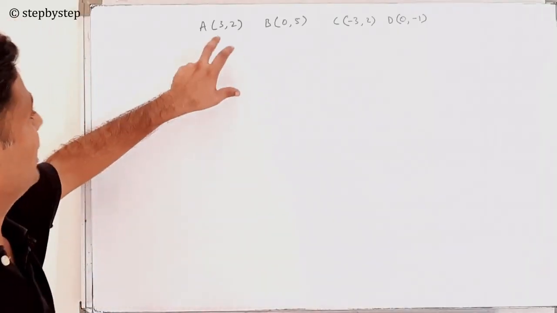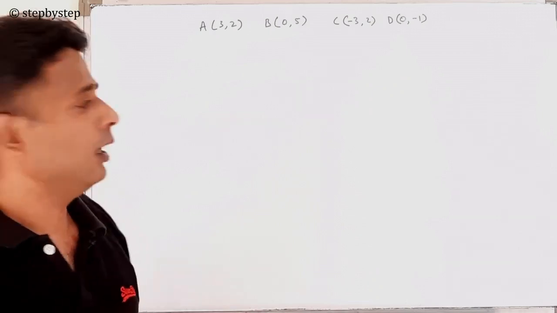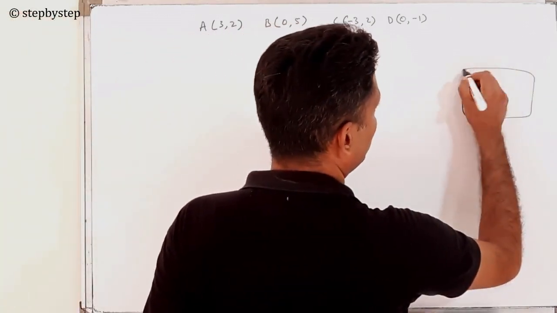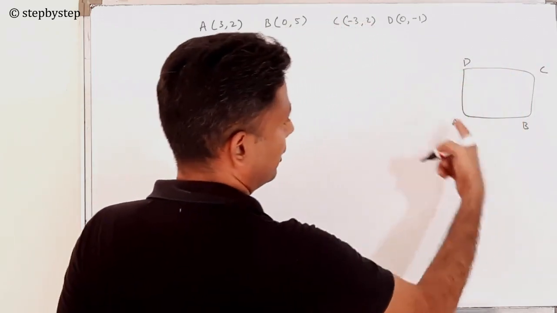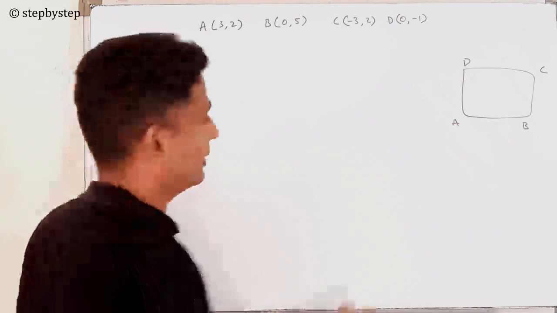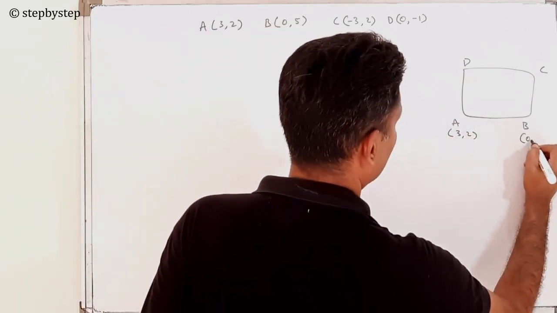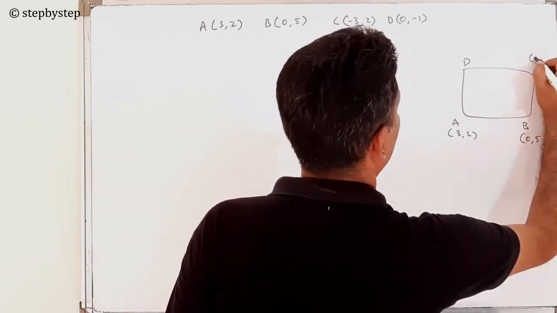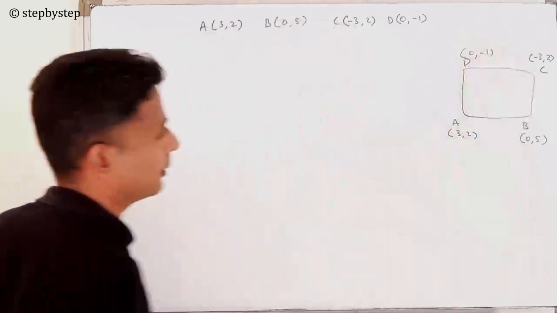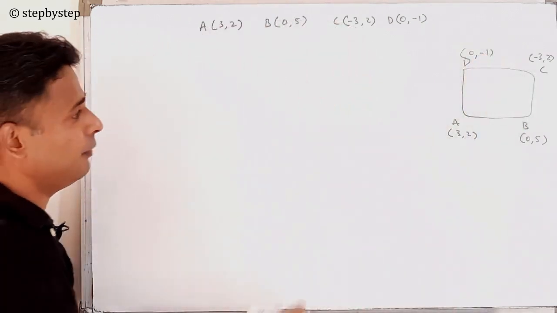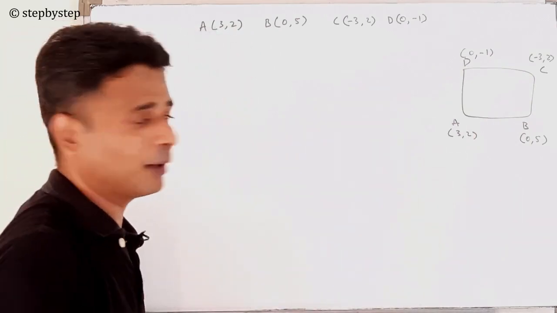Now the next question, they have asked you to show that A, B, C, D are vertices of a square. Generally, whenever they give it to you, they'll give it in a cycle, like I said before. It will not be zigzag. So you can mark it like this. A is 3, 2, B is 0, 5, C is minus 3, 2 and D is 0, minus 1. So how do we prove something is a square? We just have to show that all four sides are equal. But that is not enough, but I'll come to it later.